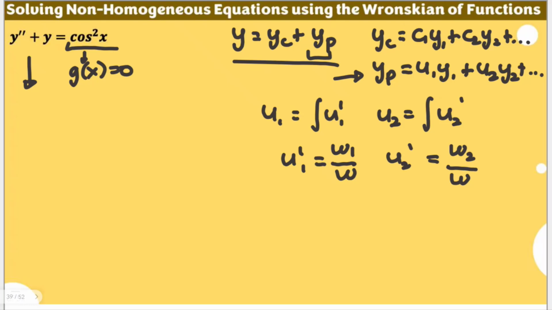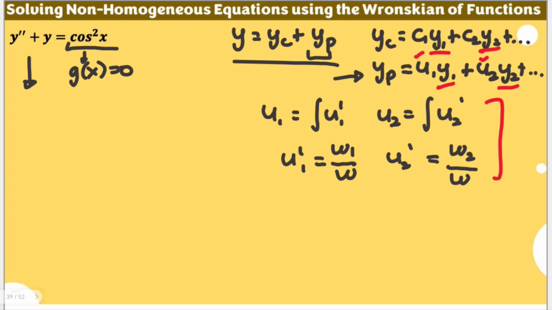Now, take a look at this. Once we were able to identify our y sub c, then we can identify our y sub 1 and y sub 2, which will also be part of our y sub p. The thing here is we don't know what are the u sub 1 and u sub 2, hence we have these formulas to cover for that. So let's do this step by step, and please bear with me.